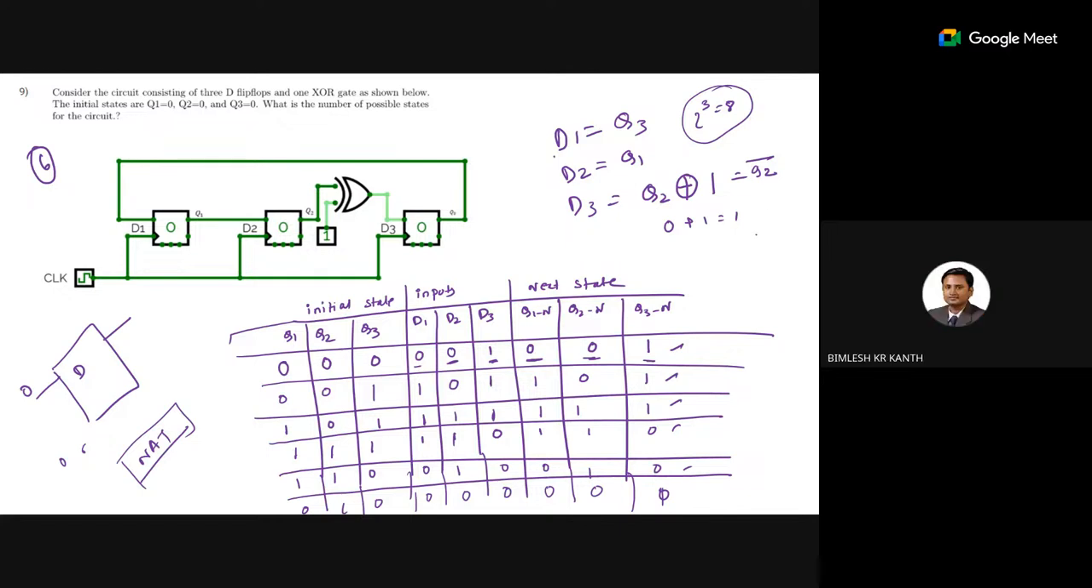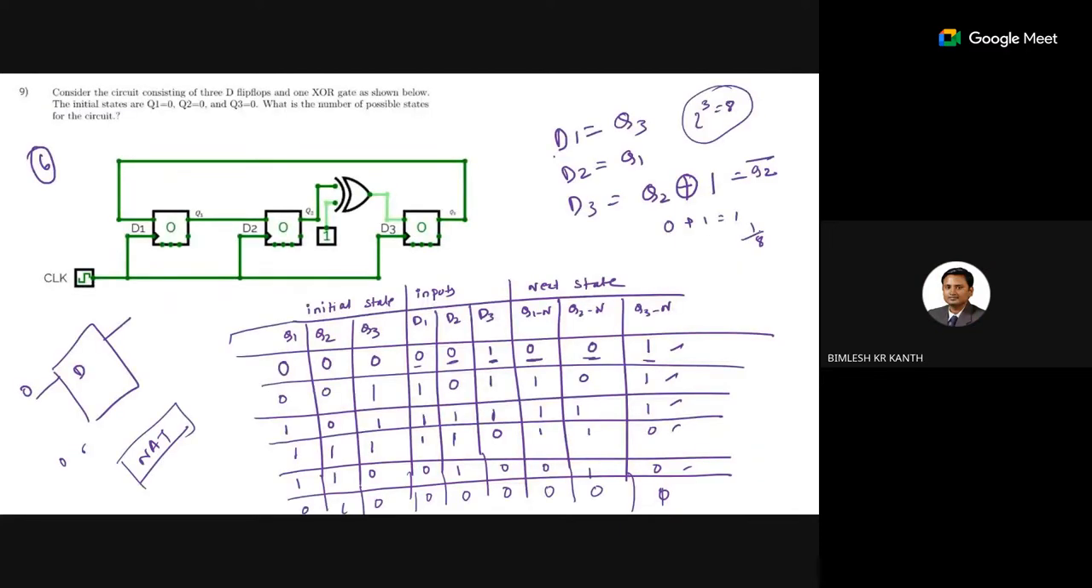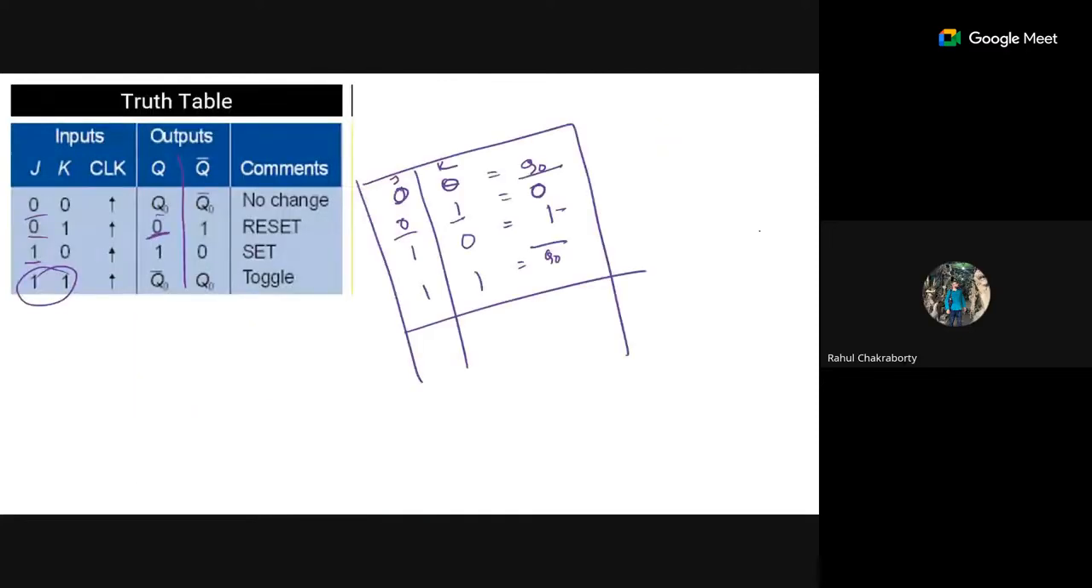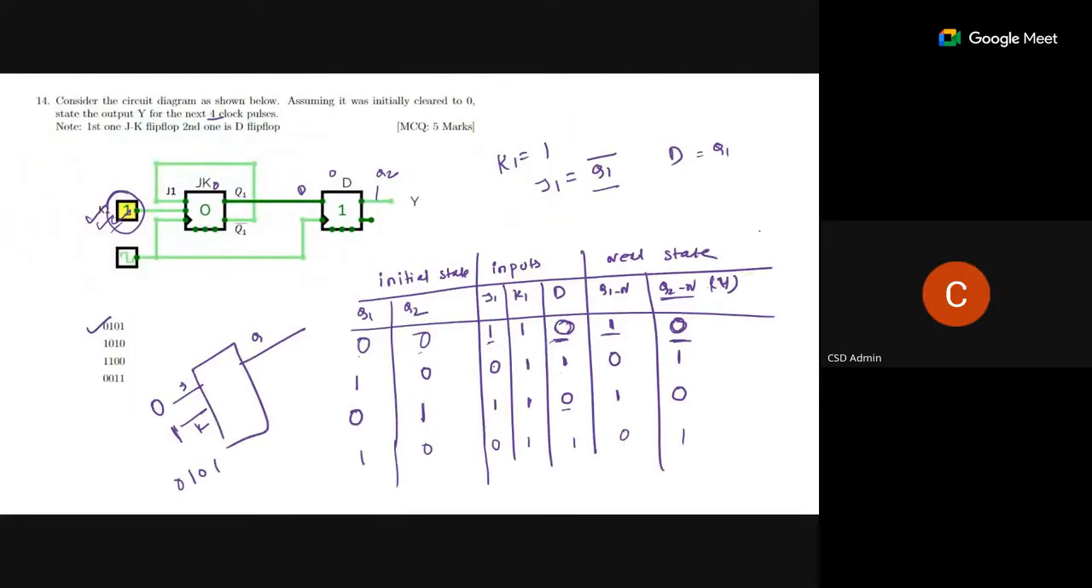But what kind of MCQ can you ask from this? What are the states not possible? Or something like, for the next 4 clock pulses, what will be the output?